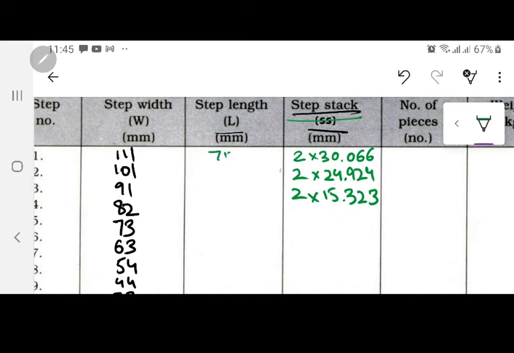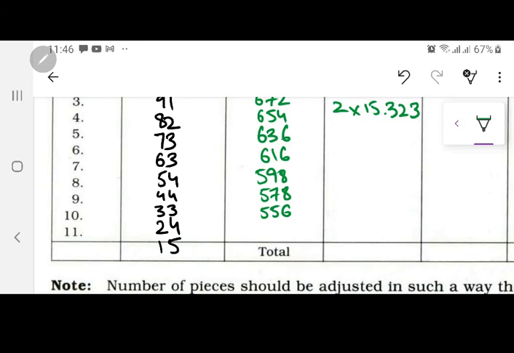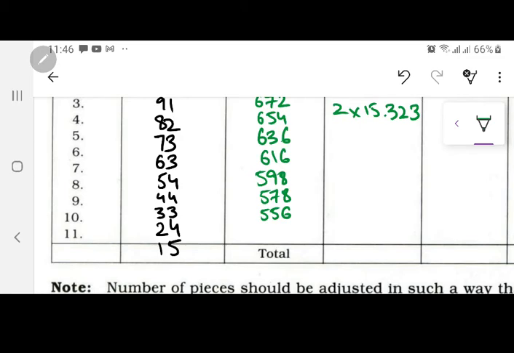The lengths are 712, 692, 672, 654, 636, 616, 598, 578, 556. The last one, this is the last. 1, 2, 3, 4, 5, 6, 7, 8, 9. Two more. 538 and the last one 5.